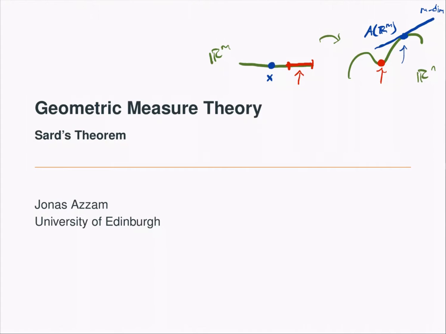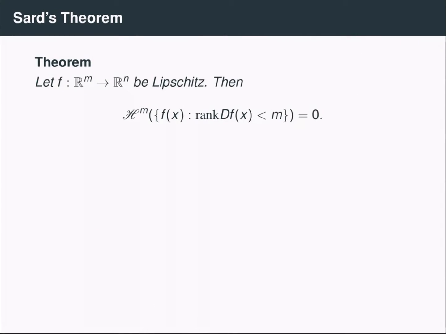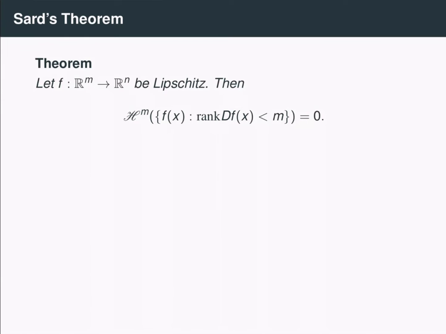And so that means I can't use the derivatives along this interval to get information about the geometry at this point. Now, what Sard's theorem says is that as far as the image is concerned, the set of points where the derivative has small rank is negligible. So Sard's theorem says that if we have a Lipschitz map from R^m into some Euclidean space, then the image of the set of points where the rank of the derivative is strictly less than m has Hausdorff m-dimensional measure 0. So let's sketch the ideas behind the proof of this theorem.